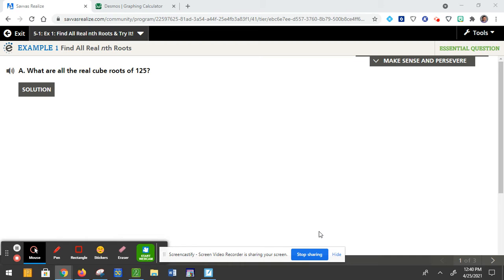Welcome to lesson 5.1 and welcome to chapter 5. We're going to be doing radical functions and rational exponents in this chapter. So the first question is, what are all real cube roots of 125?